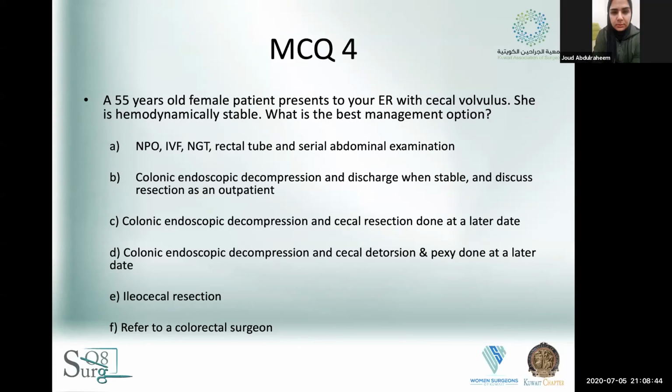So this is a tip for the resident. When they are telling you in the question that she's stable, electrolytes correction failed, and they are asking what is the best management, always pay attention to the format of the question.